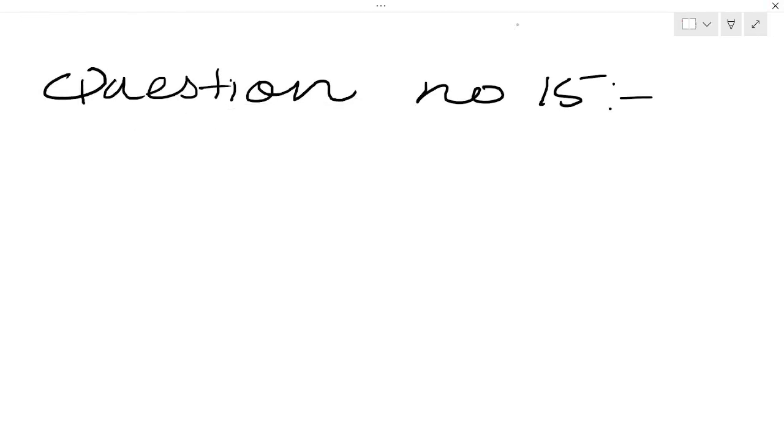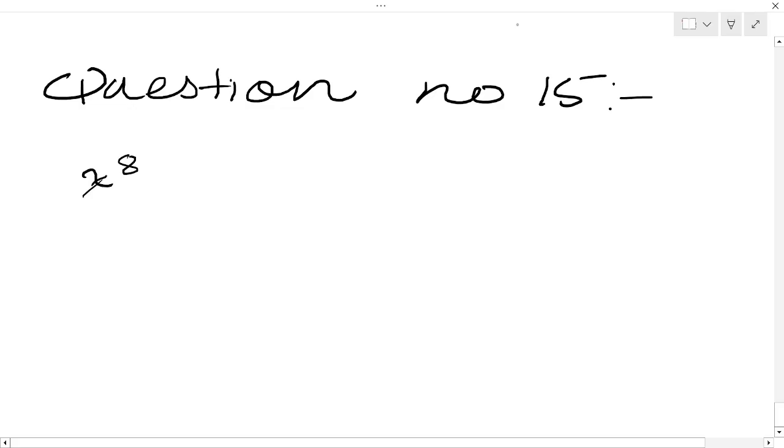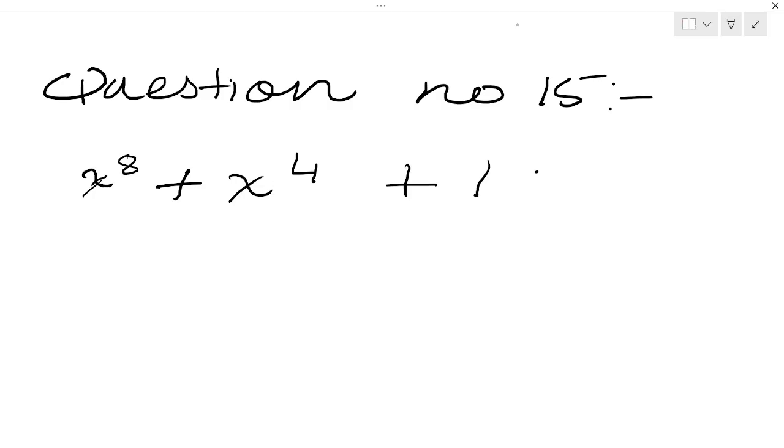So let's start with the first question. We have x power 8, and x power 8 is being added with x power 4, and then we have 1. So let's assume we have x power 8 as a and 1 as b. So how can we simplify the both of them?